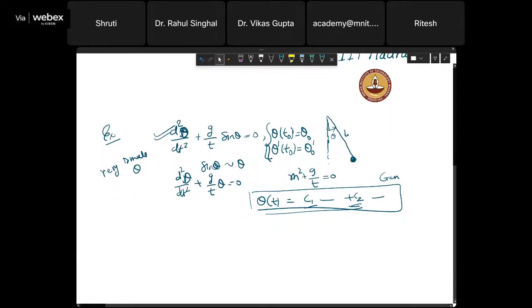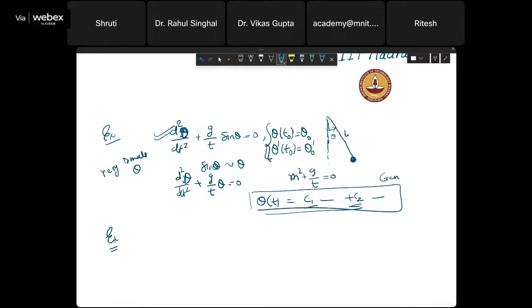And here, further, I would like to take some examples to show you that it is not always the case that an equation has a solution. Okay, so an equation may or may not have a solution. Or if you talk about the initial value problem, the same thing happens: an initial value problem may or may not have a solution.